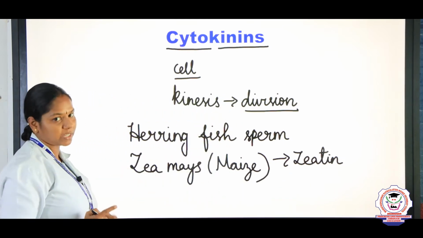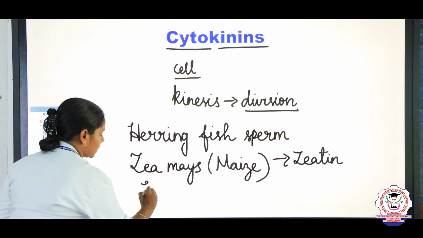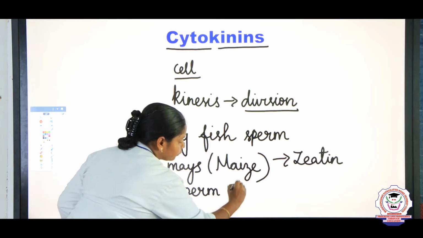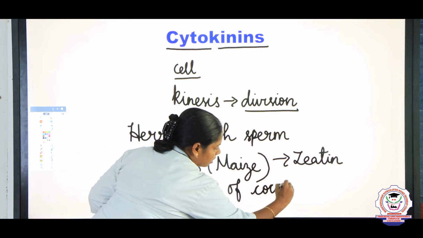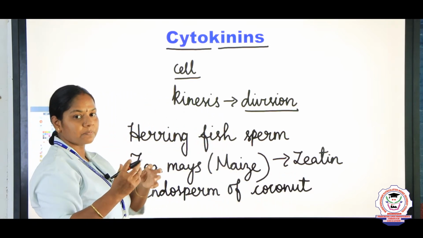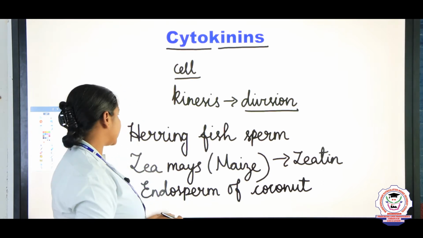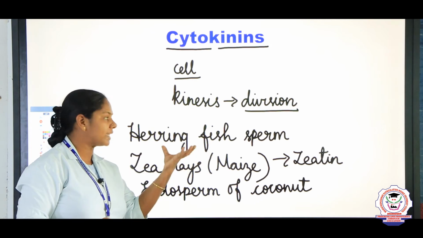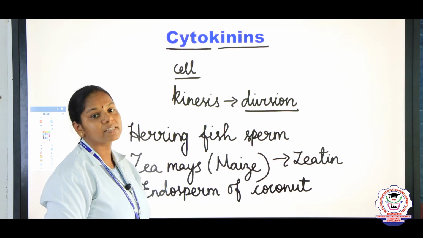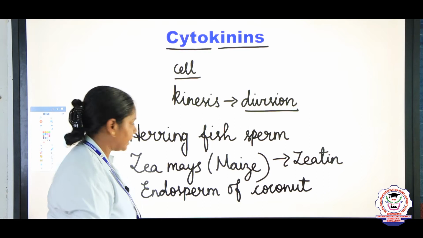And one more question, children: the endosperm of the coconut. After the coconut ripens, inside the coconut kernel you can see some water, that is the endosperm, and it also contains cytokinin. So these are all the various sources from which we extract cytokinins. And now let us see some of the important functions of the cytokinin.